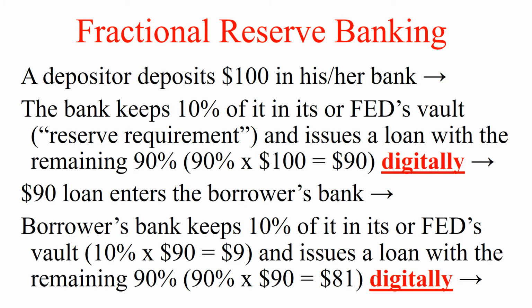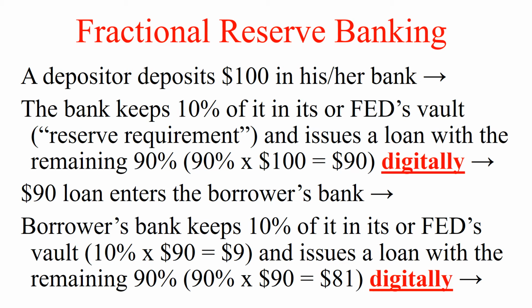So say you saved $100 at the end of the month and you took it to your bank and deposited it in your bank account. The bank keeps 10% of that money in its vault, or it sends it to its account with the Federal Reserve and it stays in the Fed's vault. Either way, it's the same thing. It is a rainy day fund, if you will, and they are not allowed to touch that money for any purpose whatsoever. And then banks are allowed to issue loans with the remaining 90% of the money that you deposited.